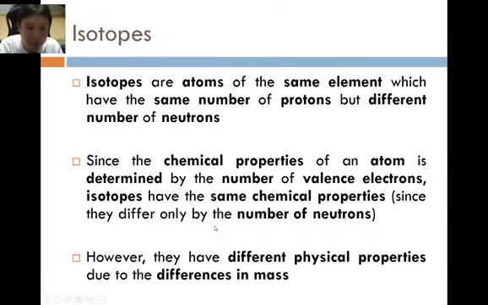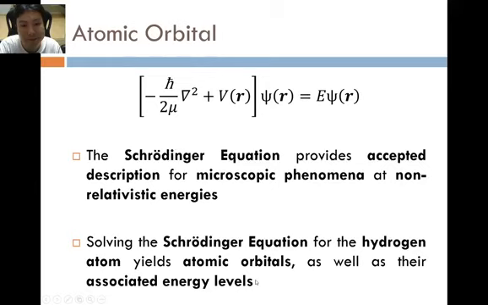And just to emphasize that since isotopes have the same number of protons, they also have the same number of electrons, and hence the chemical properties of isotopes is exactly the same, whereas the physical properties will slightly differ due to the fact of the difference in masses.